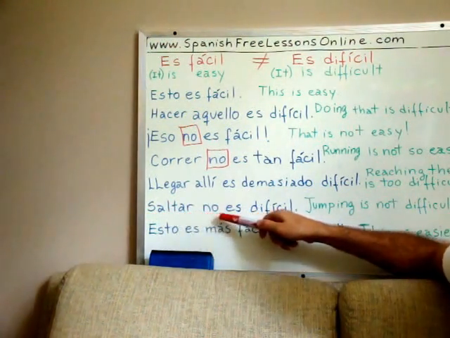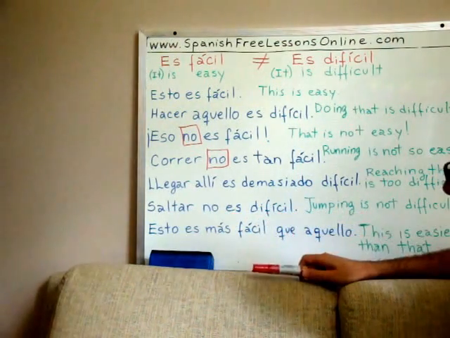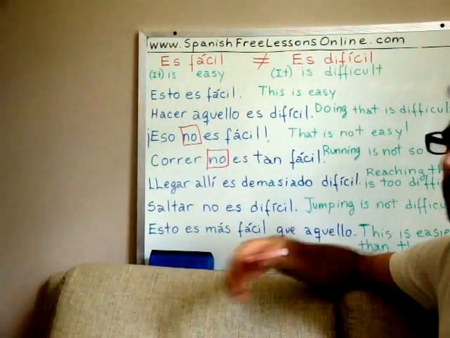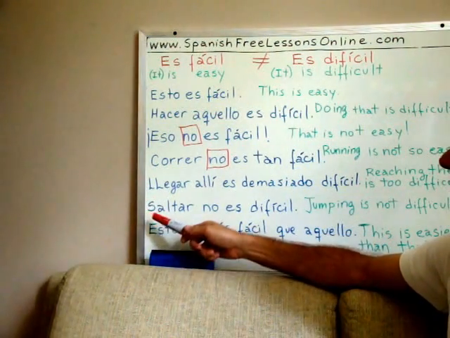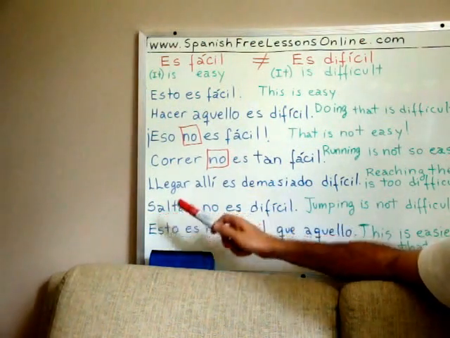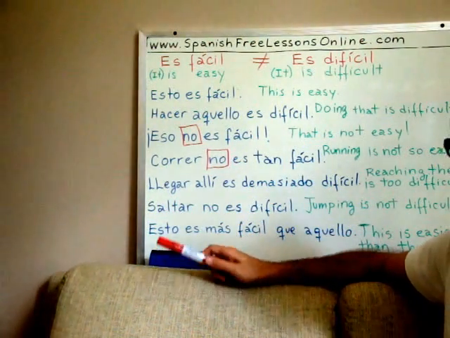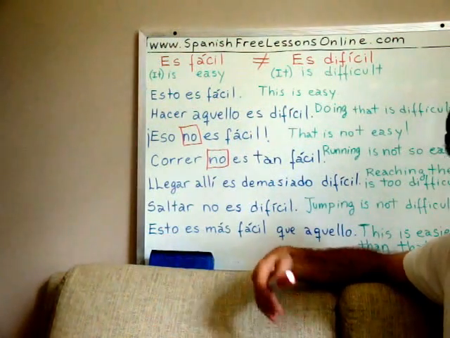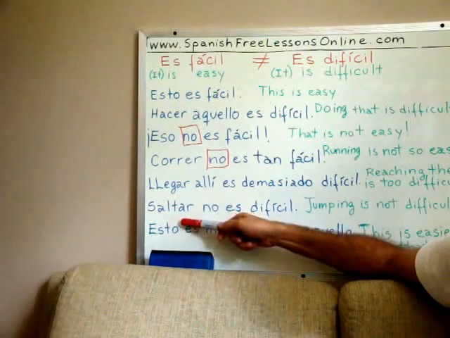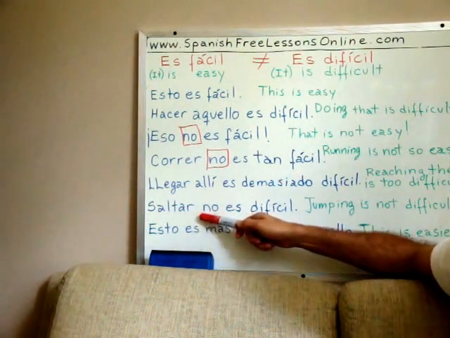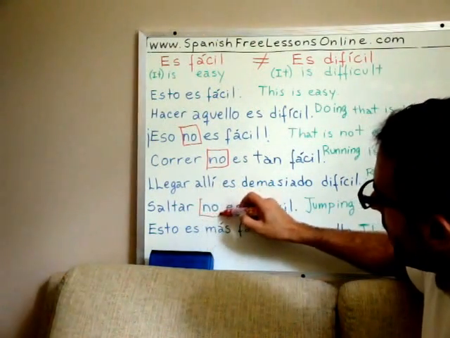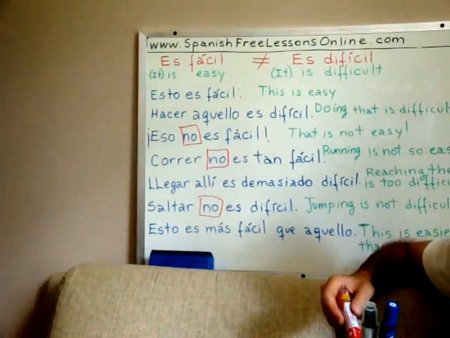Saltar no es difícil. Again, another general rule, another statement. Generalizing, yes? So we use the verb in infinitive. We are saying to jump is not difficult, or jumping is not difficult. Verb in infinitive, the verb to jump. Saltar. Saltar no es difícil. Again, the negating word before the verb.